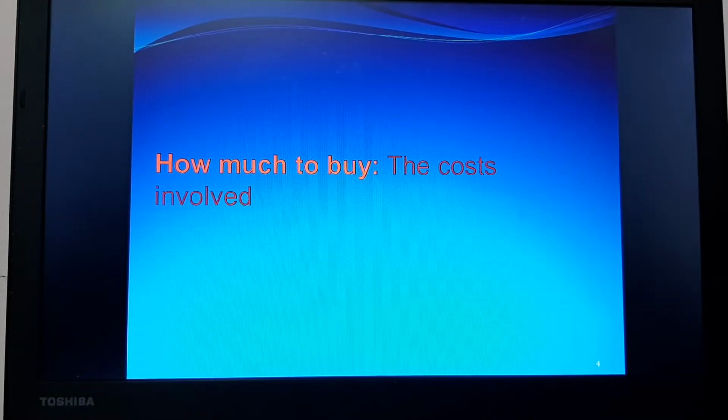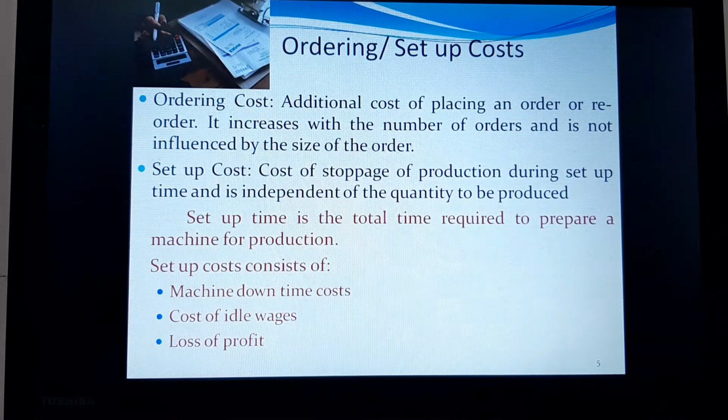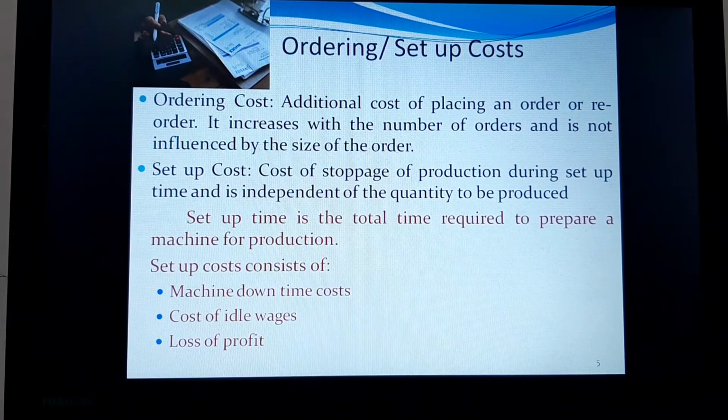Now let us slowly discuss each of these. The first one is how much to buy. Here the most obvious concept that we consider is the cost involved in buying the commodity. Let us see some of the costs that are involved in inventory purchases. The first one is the ordering cost, that means the additional cost of placing an order or reorder.